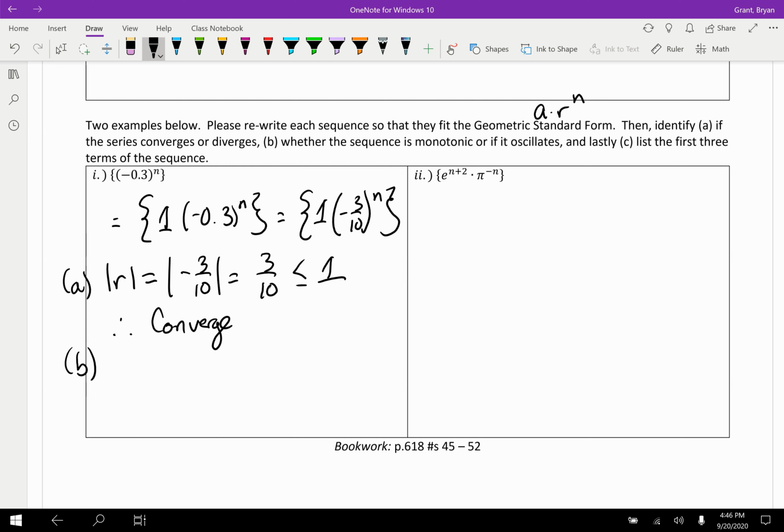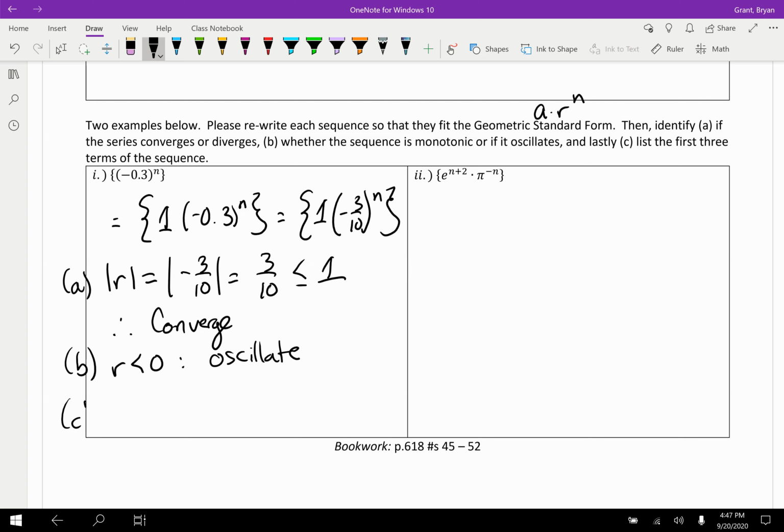Part B. Is our sequence monotonic or does it oscillate? Well, monotonic means is my sequence either getting bigger or smaller, right? Increasing or decreasing. Or oscillate, is it bouncing back and forth between values? Well, since we're multiplying by a negative number here, I think we're going to be oscillating, yeah? If we bounce back and forth, we could even write it like this. r is less than 0, which means we are going to oscillate, because every time you multiply by a negative, it flips the sign back and forth and back and forth.